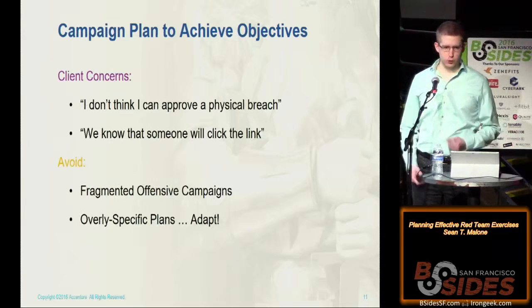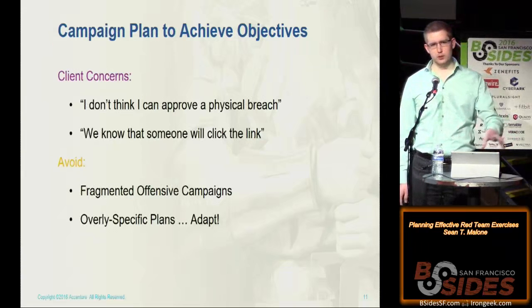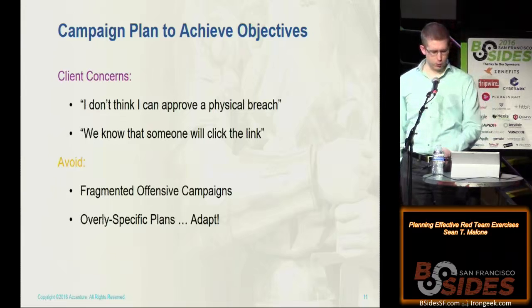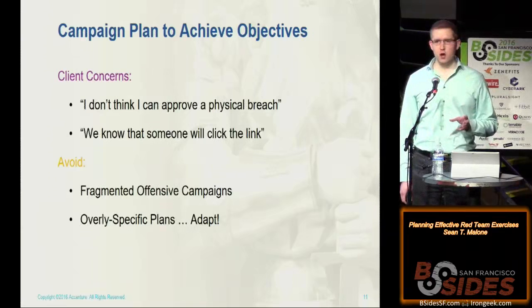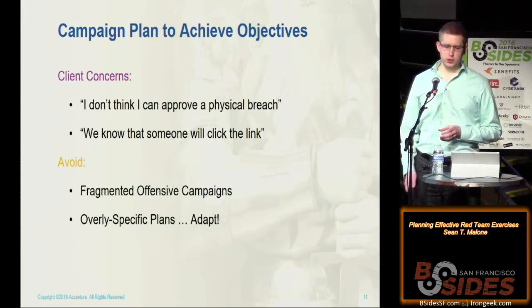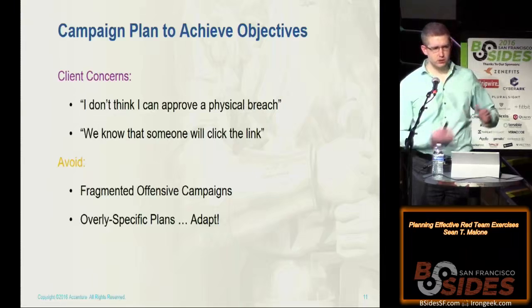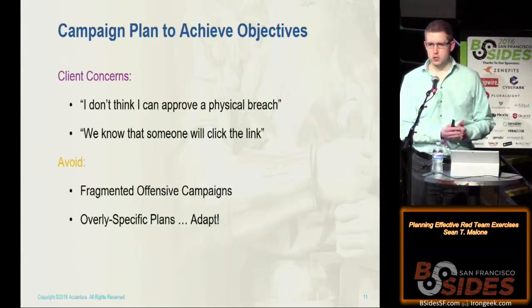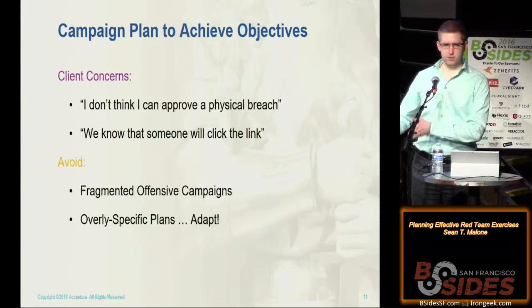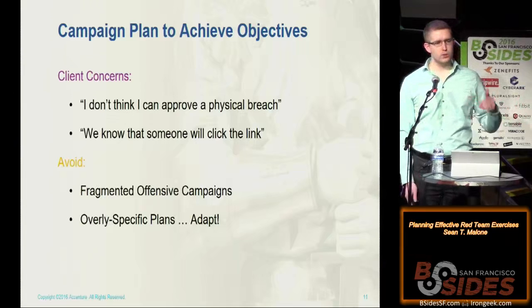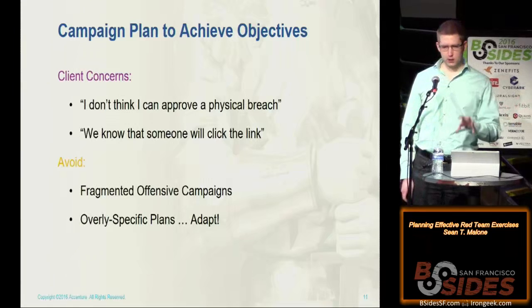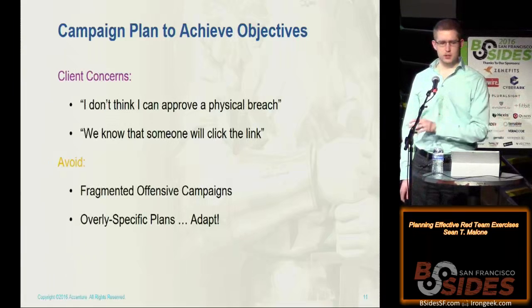We know there's always someone who's going to click the link. We're looking at the compensating controls at a technical and procedural level with the assumption that someone will click the link. We want to avoid fragmented offensive campaigns. This means that we're not looking at this as first an external assessment, then an internal assessment, then a spear phishing assessment, then a wireless assessment. It's one attack campaign with different attack techniques. So as we move along, it's going to go organically from one phase into the next.